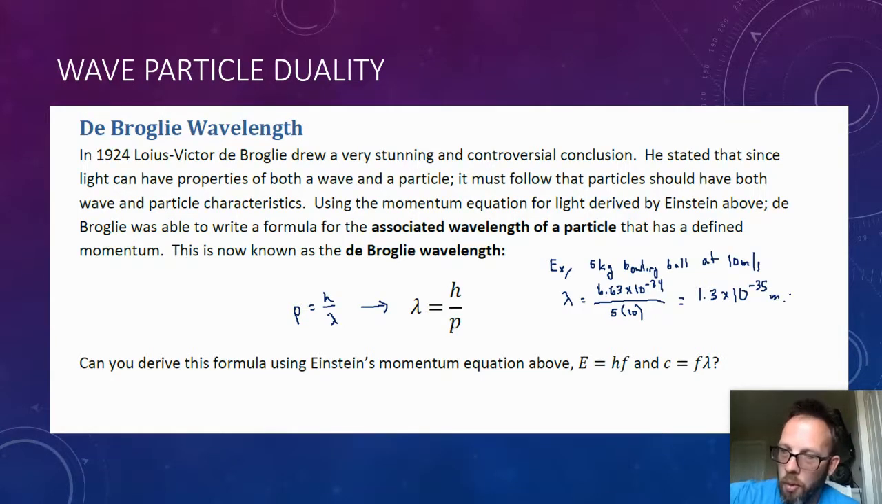So if you recall our condition for diffraction, that the ratio of the wavelength to the width of the gap or slit you're shooting it through had to be greater than or equal to 1. Well, if you wanted to observe diffraction of a bowling ball rolling at 10 meters per second, you'd have to roll your bowling ball through an opening that was 1.3 times 10 to the minus 35 meters.